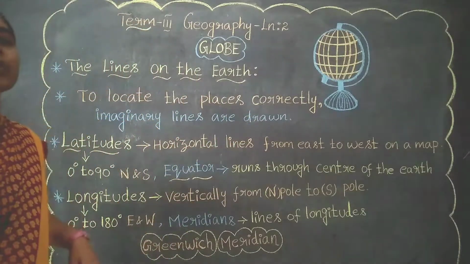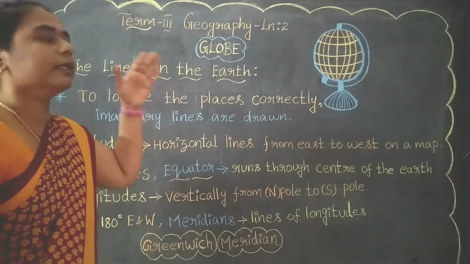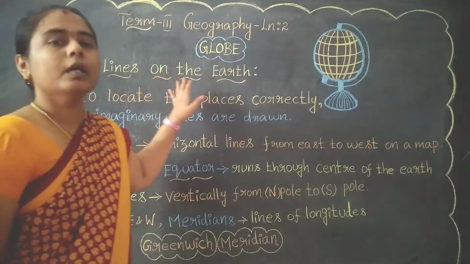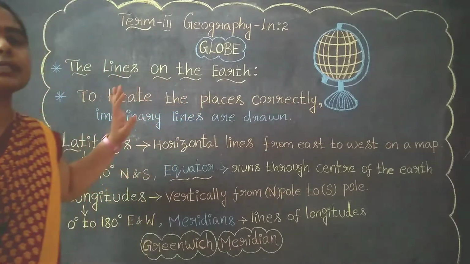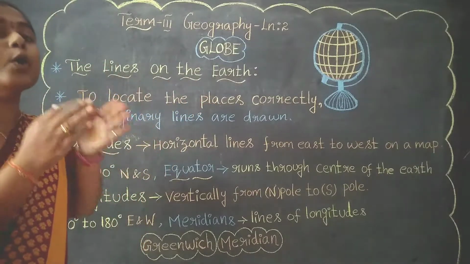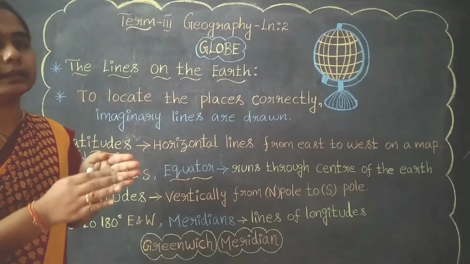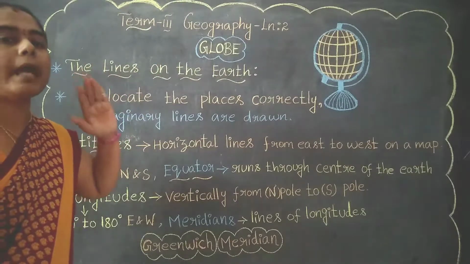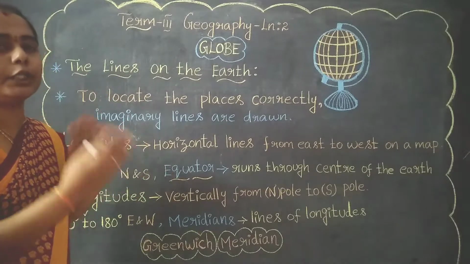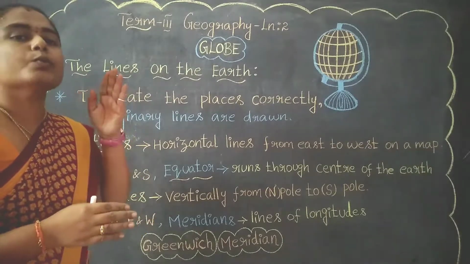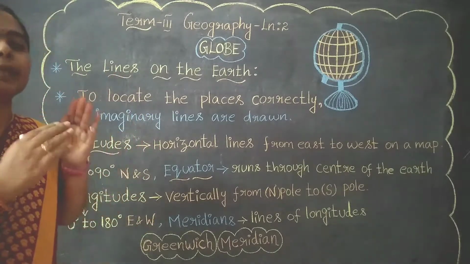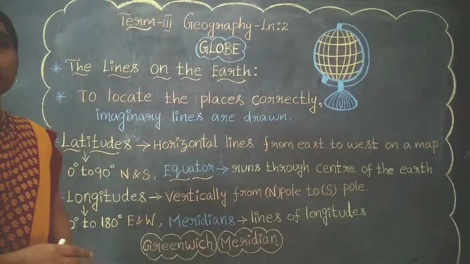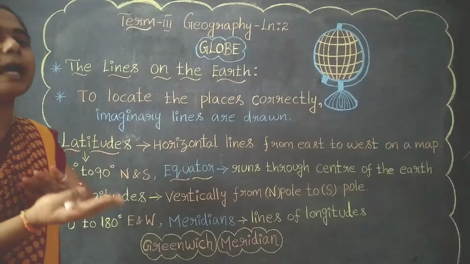So the lines, where are the lines given? That is the globe, the model of the earth. What is a globe? A globe is a model of the earth, right? And what is meant by a map? What is the difference between a map and a globe? A map is a visual representation of places, and a globe is the model of the earth. So that is the difference between the map and the globe.